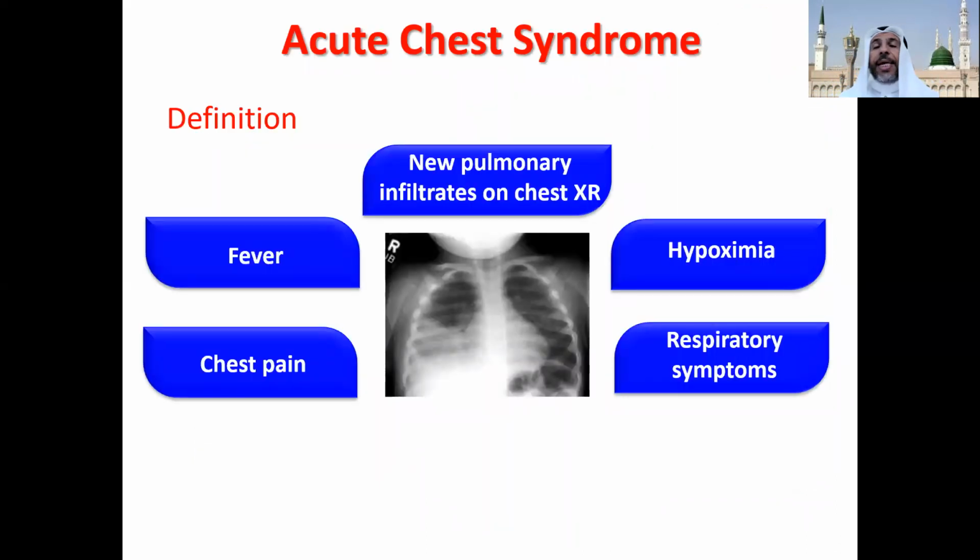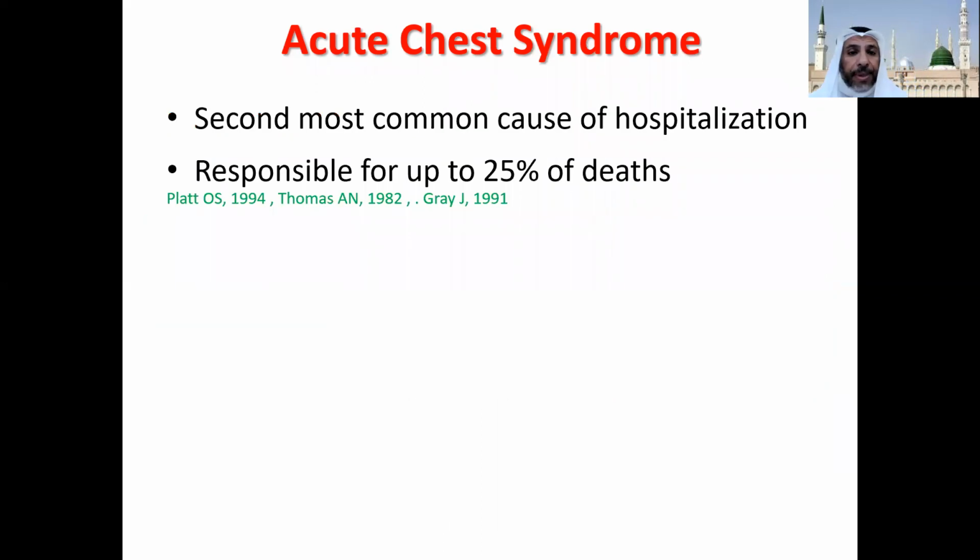Acute chest syndrome is the second most common crisis in sickle cell anemia. It is more common in pediatric than adult. It is the second cause of pediatric admission to the hospital, and we define it as a new pulmonary infiltration on chest X-ray, plus or minus one or two symptoms: fever, chest pain, hypoxemia, respiratory symptoms.